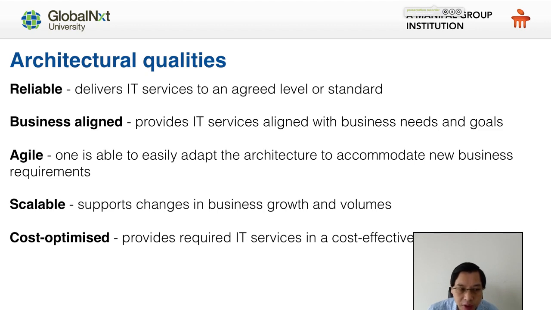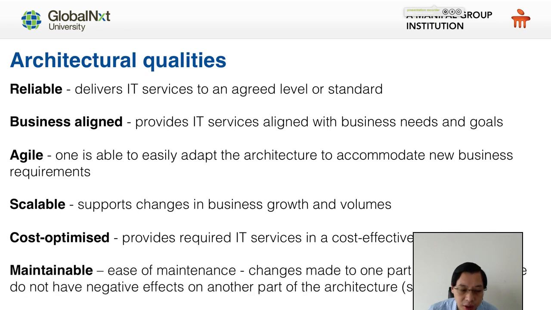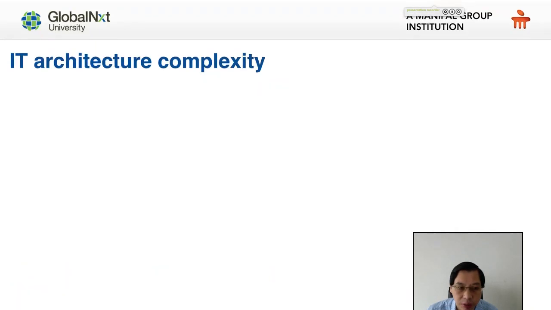So cost optimized is a quality that we can look for in an architecture. And finally, what I talked about earlier, maintainability, the ease at which we can make changes in one part of the architecture without having negative ramifications on another part of the architecture. So these are some of the architectural qualities that we can think about when we discuss the architecture.